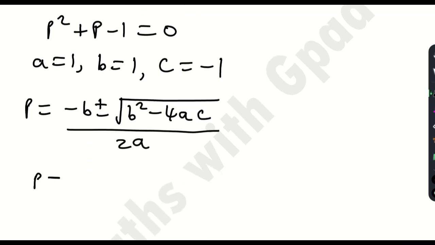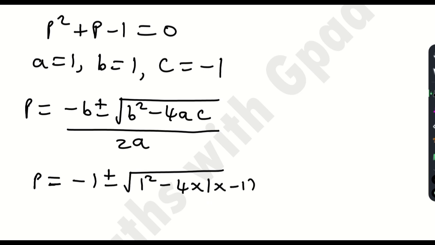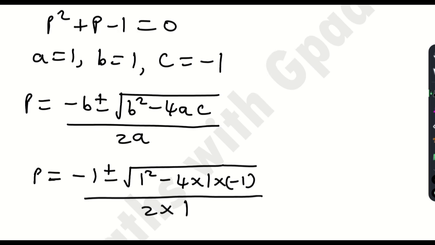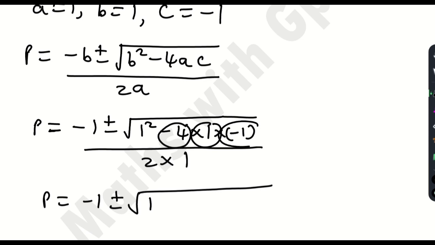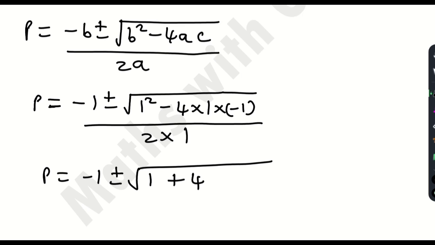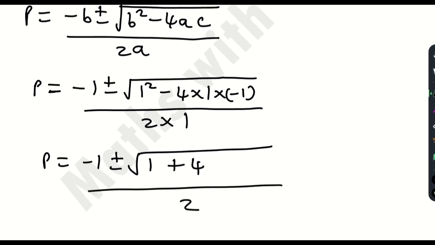So what? P is equal to minus, what is B? B is what? 1. Then plus or minus the square root of 1 squared minus 4 times A is 1 and C is what? -1. Okay? Then all over what? 2 times A is 1. Beautiful. Now here, P is equal to -1 plus or minus the square root of 1 square, which is 1, minus 4 times 1 times minus 1 is what? Plus 4. So you have plus 4 all divided by 2, because 2 times 1 is 2.